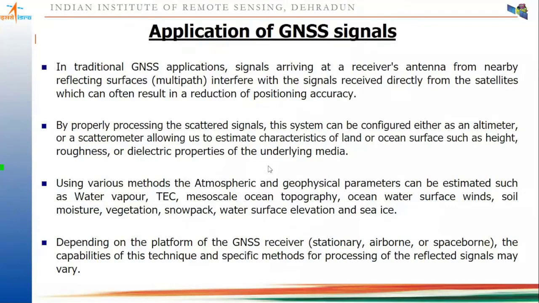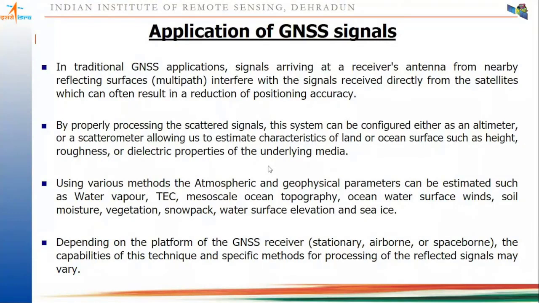So by properly processing the scattered signals, whatever reflected signals are coming from the ground, we can utilize these signals for estimation of the characteristics of the different surfaces, such as ocean surface height, roughness, and dielectric properties. Using various methods, the atmospheric and geophysical parameters can be estimated, like water vapor, total electron content, mesoscale ocean topography, ocean surface winds, soil moisture, vegetation, snowpack, water surface elevation, and sea ice.